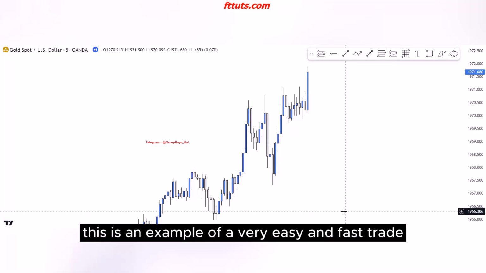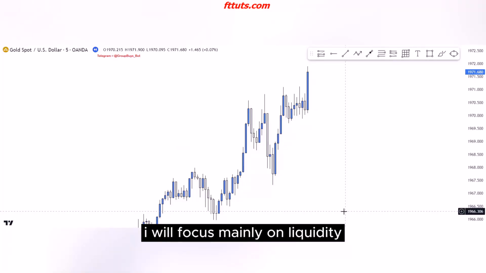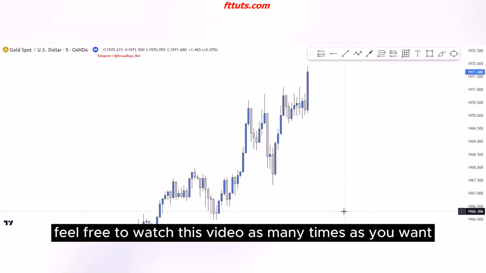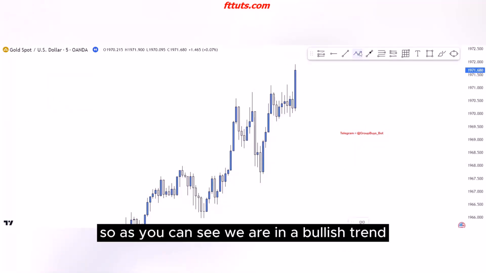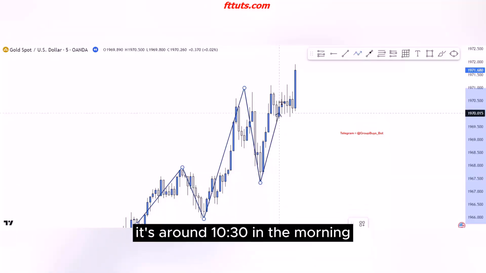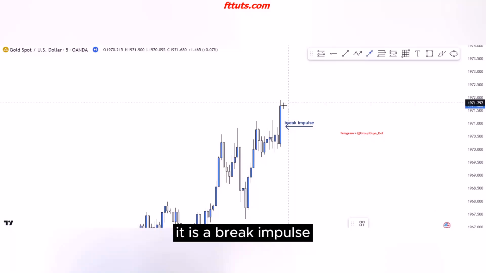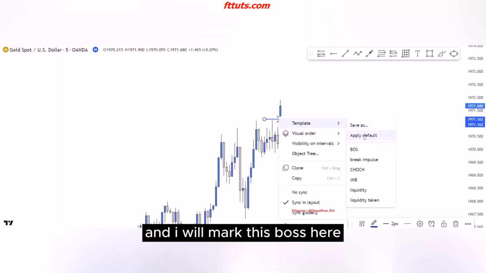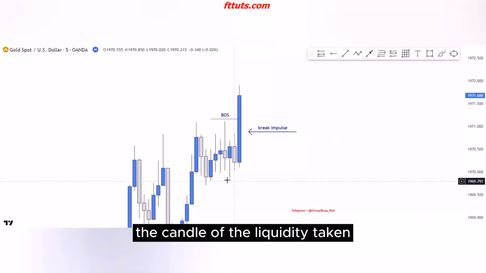This is an example of a very easy and fast trade. I will not focus on the rules and indicators at the moment. I will focus mainly on liquidity. Feel free to watch this video as many times as you want, but you must understand this topic. So as you can see, we are in a bullish trend. It's around 10:30 in the morning. This massive break, I will mark it as a break impulse, and I will mark this box here. Now, do you manage to identify the candle of the liquidity taken?